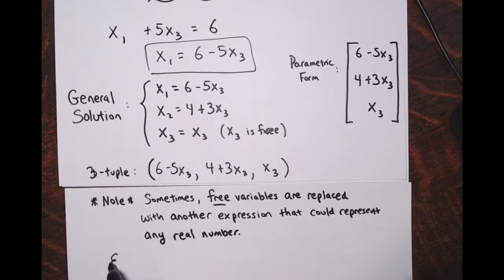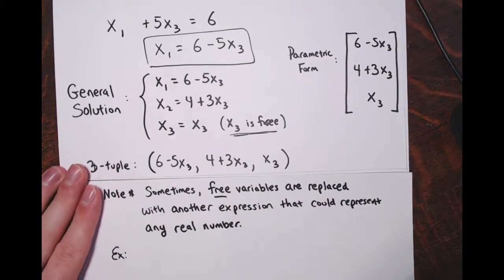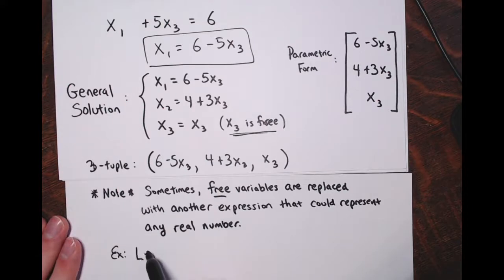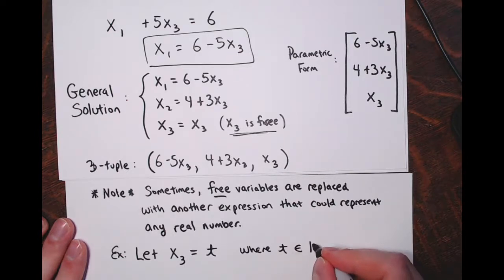So for example here, see how x3 was a free variable in the previous example? Suppose I let x3 be replaced by the letter t, where t is any real number. It belongs to the real numbers. So that way I don't have to keep writing x3. I can just write the letter t, something simpler. Very often I'll do this in future problems.